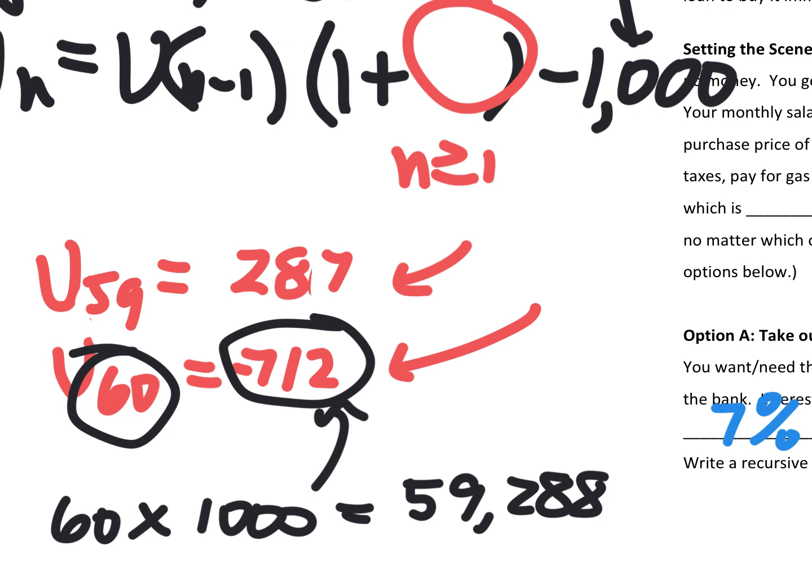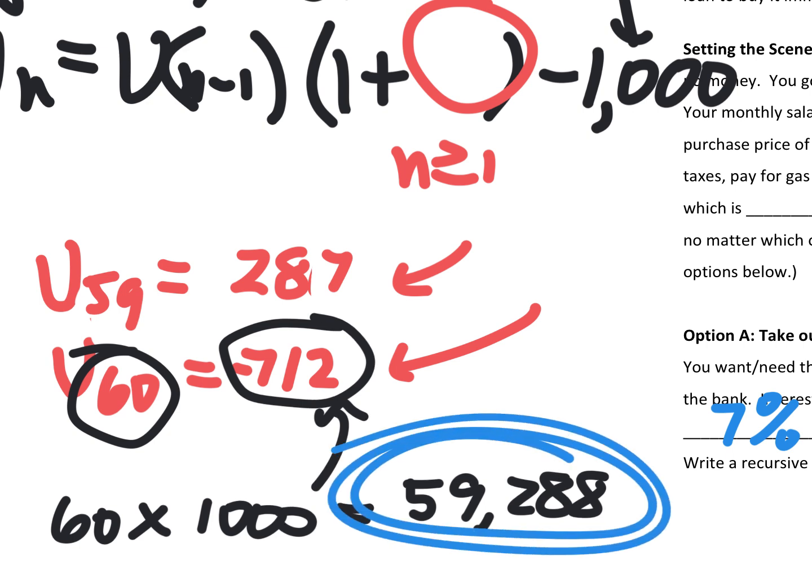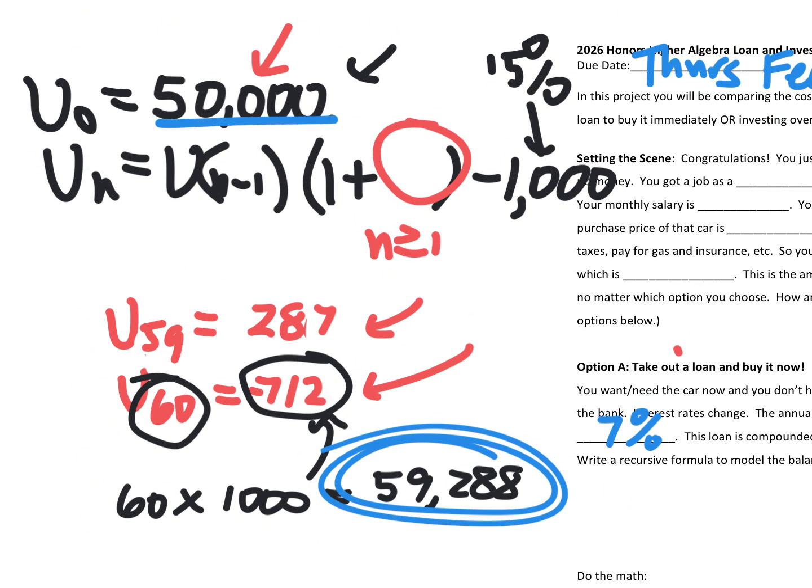Now, is that the interest amount? No, that is not the interest amount. What is that? Total you paid. All right. Now, I thought we were buying a $50,000 car. Why did it cost $59,000? Because of interest. So it's pretty easy to tell the interest. You just have to subtract those two. All right. You have any questions about how to figure out the total you paid for this loan?